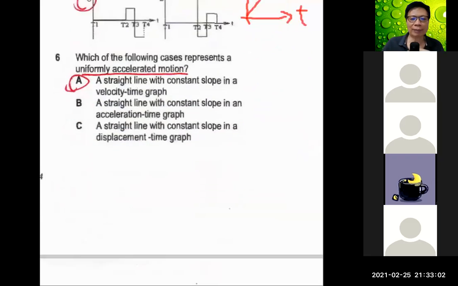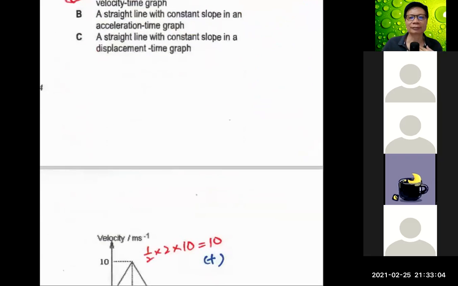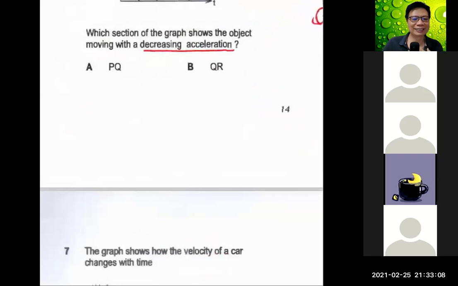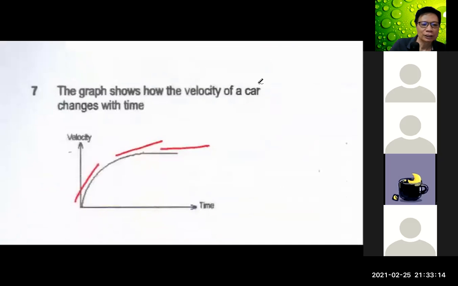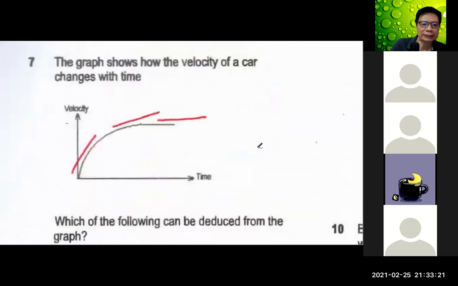Okay, now number 7. Another challenging question. The graph shows how the velocity of a car changes with time. Which of the following can be deduced from the graph? You see the graph, the velocity time graph goes up like that. It's a curve, then after that, steady already. So which answer is correct?